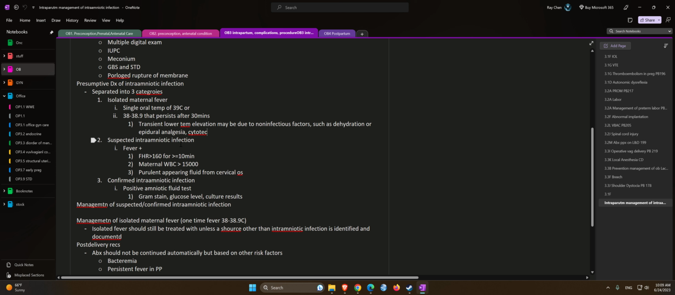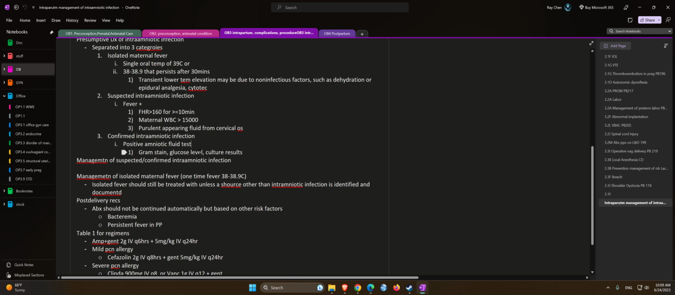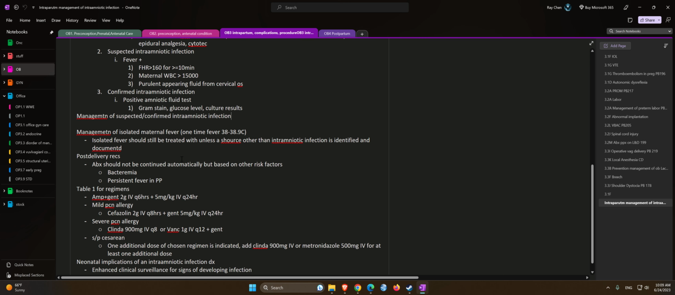Confirmed intraamniotic infection: positive amniotic fluid test on gram stain or glucose level or culture results. Management of suspected or confirmed intraamniotic infections, we'll talk about that in a bit.